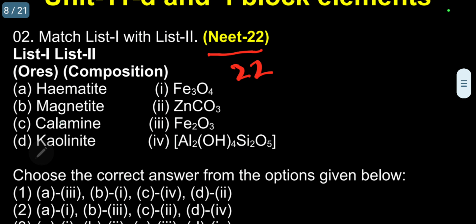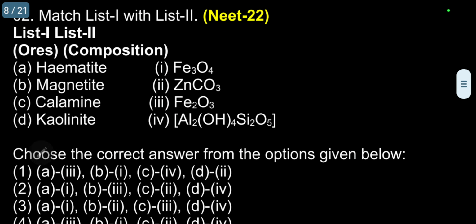Fe3O4. B. Magnetite, 2. Zinc carbonate. C. Calamine, 3. Fe2O3. D. Kaolinite, 4. Al2(OH)4Si2O5. So what is the correct answer?